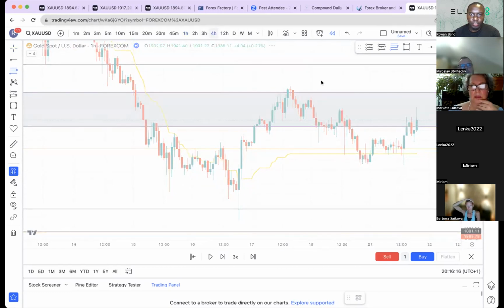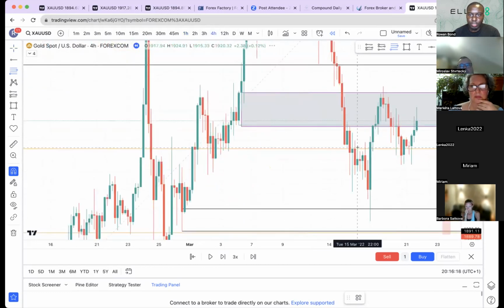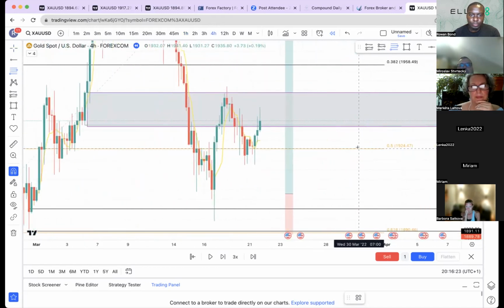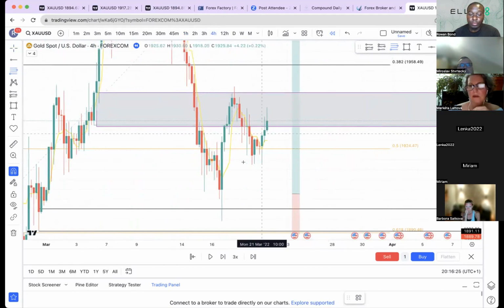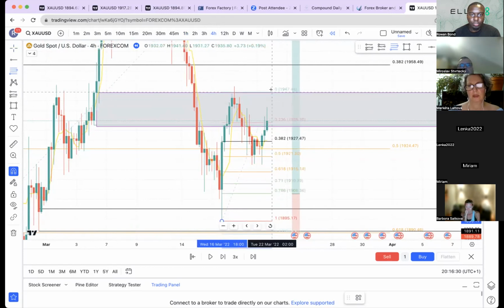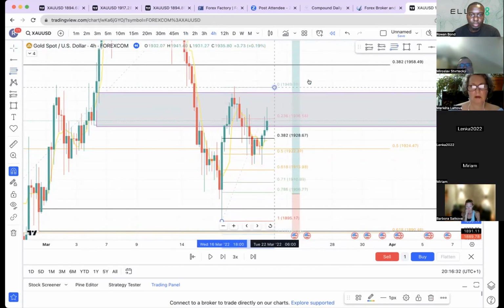Give me a second. Let me go to the 4 hour. That's where I'd get a better picture. Okay. So the confirmation goes through the Fibonacci, from that low to this high. Where did price reject in?